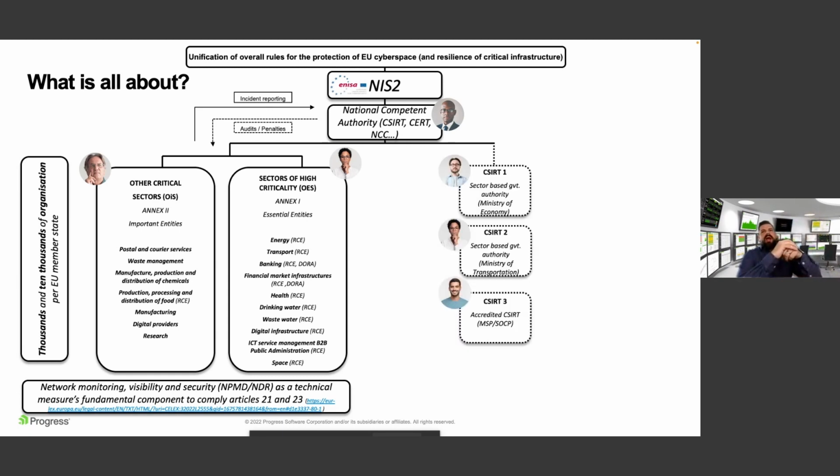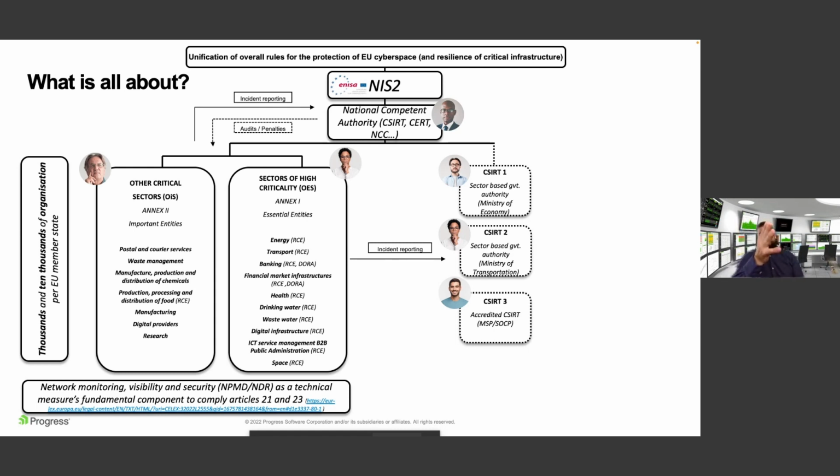On the other side, we have CSIRTs. This is a question, because it depends on the national legislations. Every single EU member state can have one CSIRT as a minimum, at least. For example, in a national competent authority, but some EU member states can create more CSIRTs, like sector-based governmental authority CSIRTs, like a computer security incident response team. For example, the Ministry of Economy can be responsible for energy, and so on. And we can also have in EU member states accredited CSIRTs provided by security operations center providers or managed service providers. It depends on the national legislations.